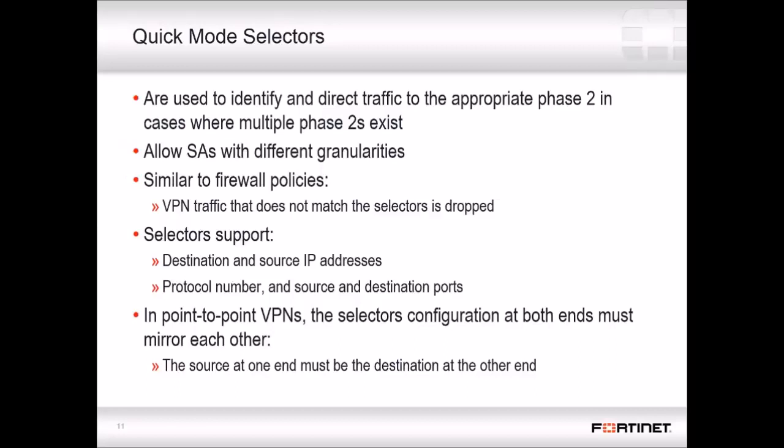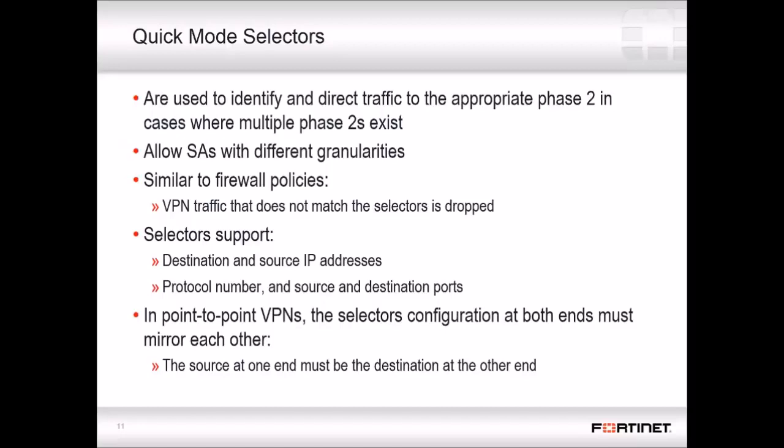During the Phase 2 creation, we must configure a pair of settings called quick mode selectors. They are used to identify and direct traffic to the appropriate Phase 2 in case where there is more than one Phase 2 per Phase 1. In other words, it allows security associations with different granularities. The selectors behave similar to a firewall policy. The VPN traffic must match the selectors in one of the Phase 2s. If it does not match any selectors, the traffic is dropped.